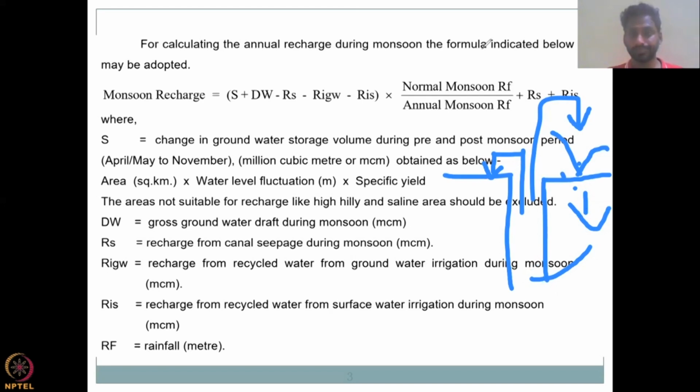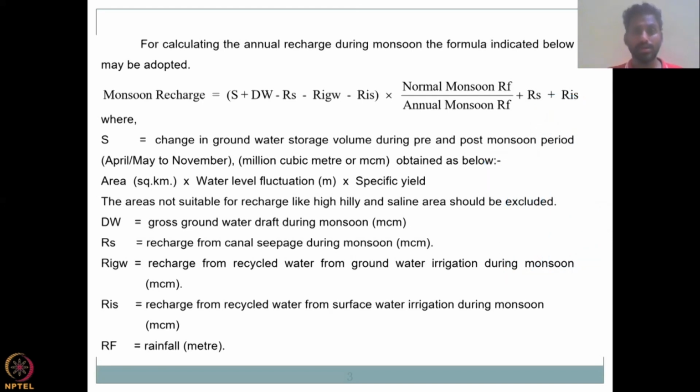So all this is important to understand the different components within your equation. RIGW is negative because you need to remove that. RIS is a recharge from canal seepage. You need to remove that because all this is double calculating. RIS is recharge from recycled water from surface water irrigation during monsoon.